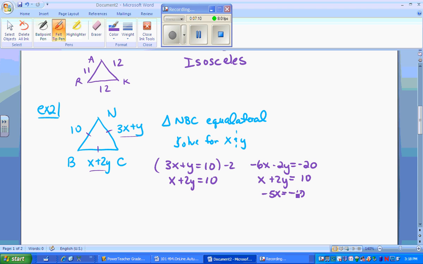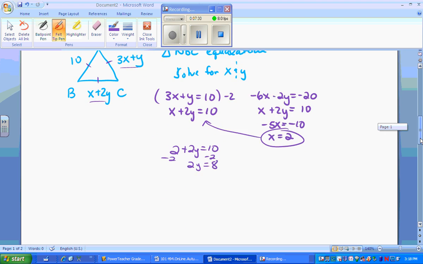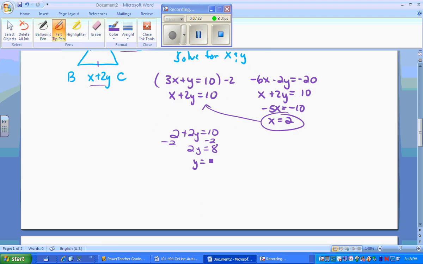-5x is equal to -10, so x equals 2. We need y. I'm going to plug this back in. I'll say here, 2 plus 2y equals 10 minus 2, over 2y equals 8. So then y ends up equaling 4. So my answers were x equals 2 and y equals 4.